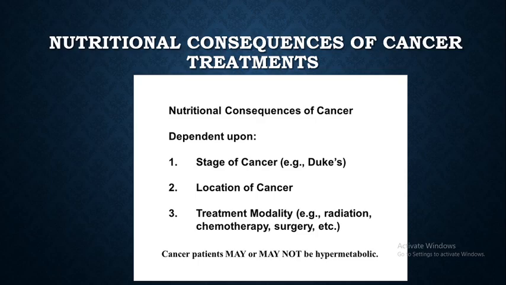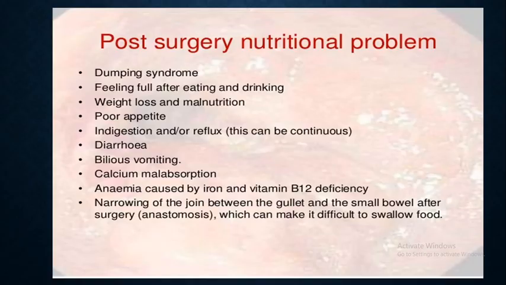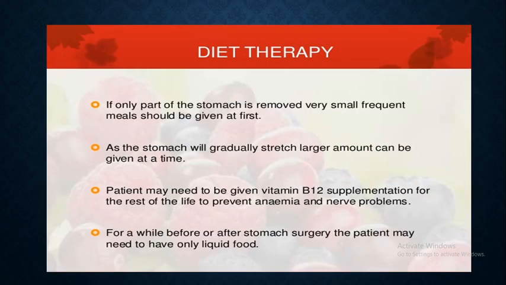Location of cancer matters, especially if there's a cancer in the GI tract, so we have to pay attention to nutritional consequences, right? Post-op nutritional problems: what are the main problems? Dumping syndrome, then feeling full after eating and drinking, then weight loss and malnutrition, then poor appetite, then indigestion and reflux, then diarrhea, then bilious vomiting, then calcium malabsorption, anemia, and narrowing of the joint between the gut and small bowel after surgery. Diet therapy: if a part of the stomach is removed, very small frequent meals should be given at first.